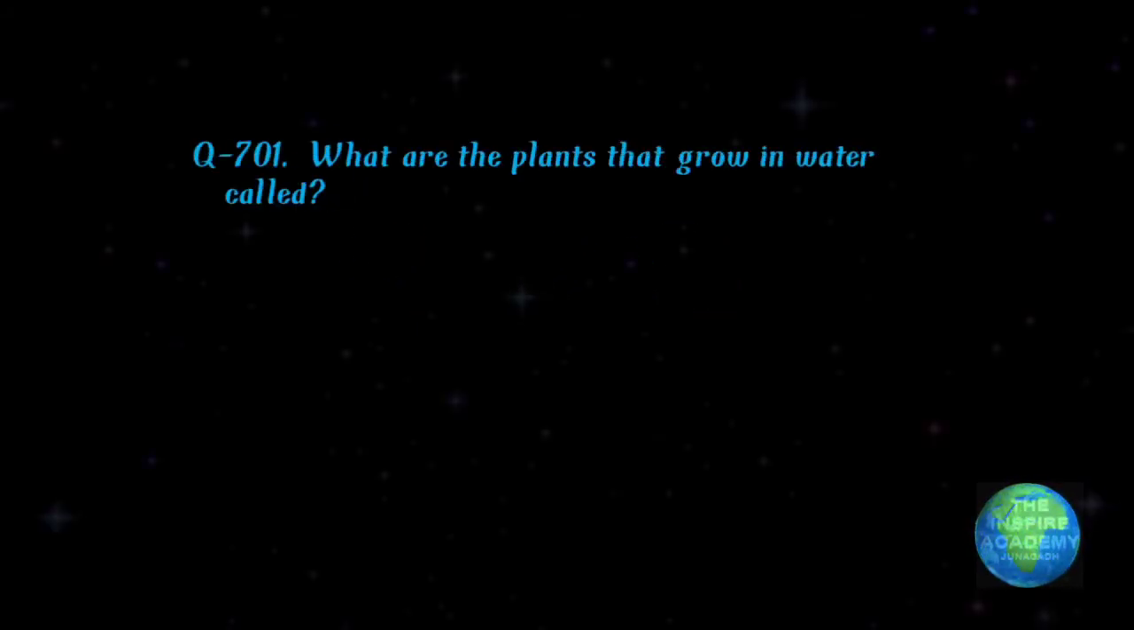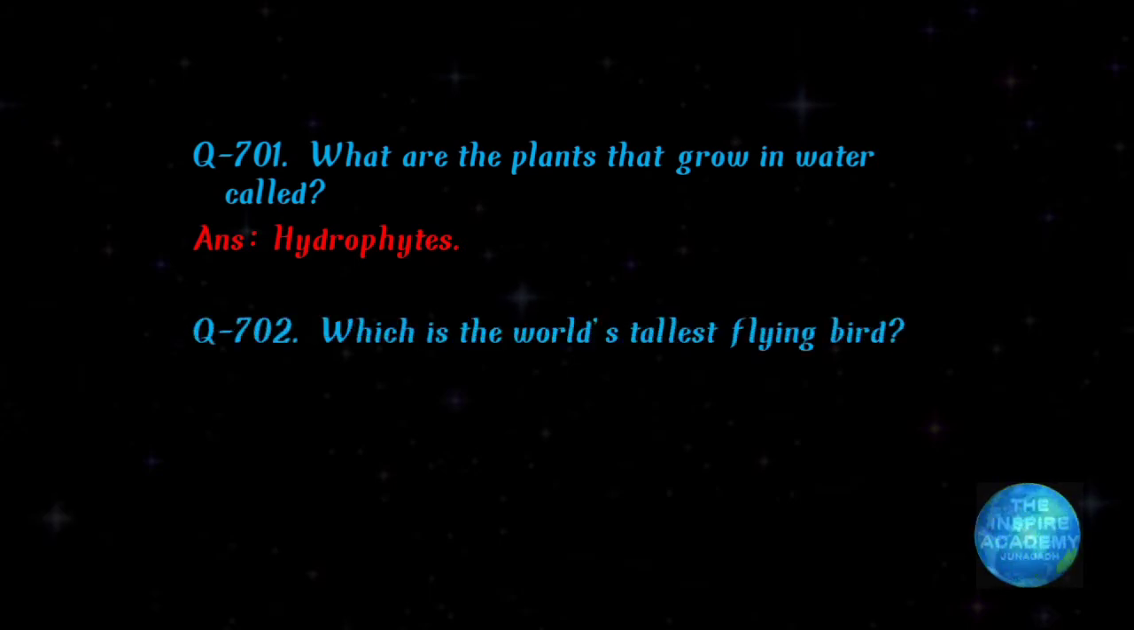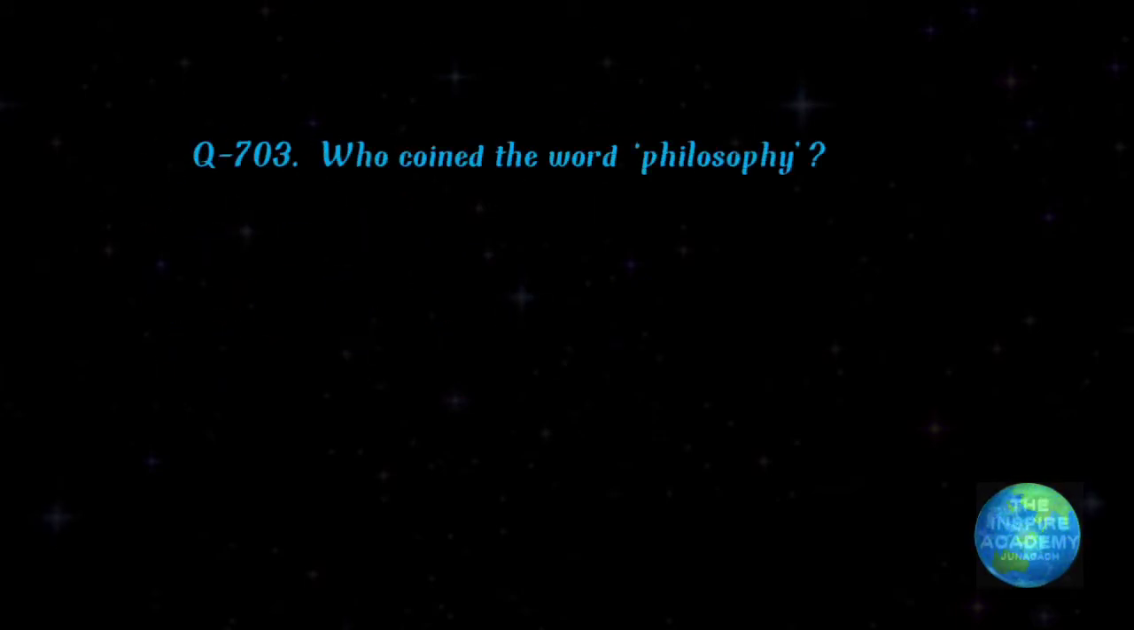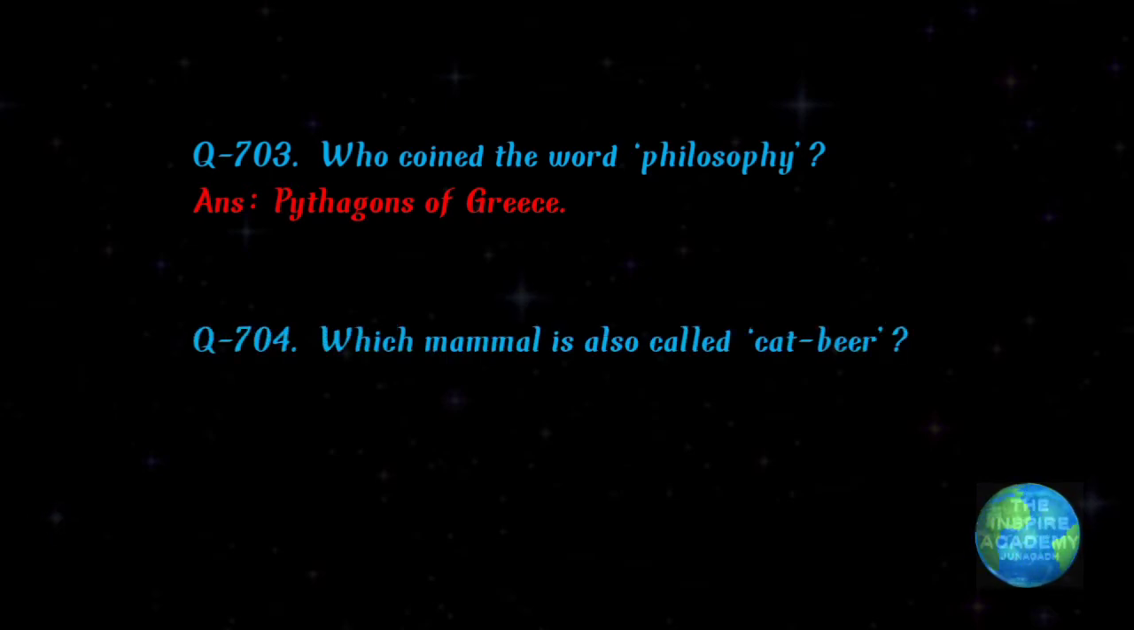What are the plants that grow in water called? Hydrophytes. Which is the world's tallest flying bird? Saras crane of India. Who coined the word philosophy? Pythagoras of Greece. Which mammal is also called cat bear? The panda.